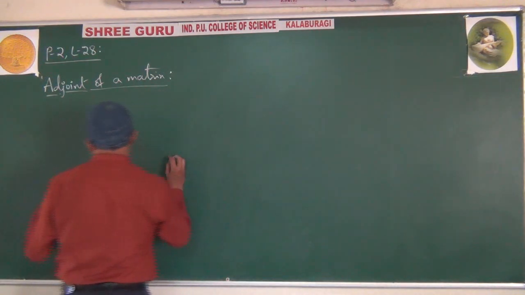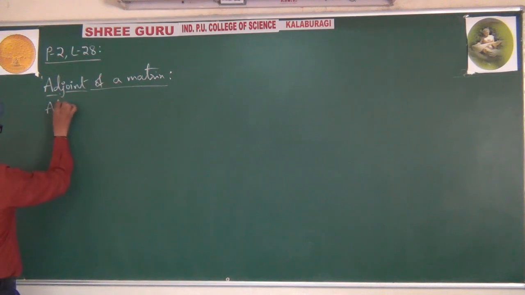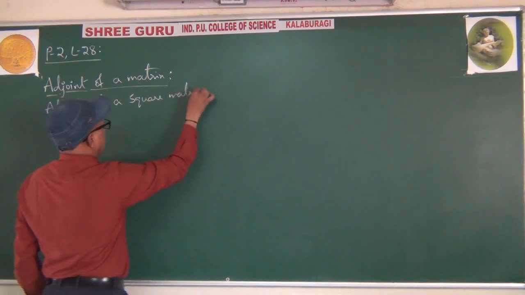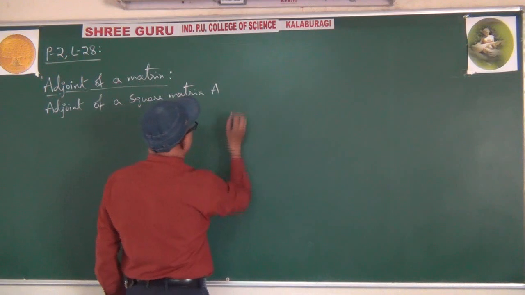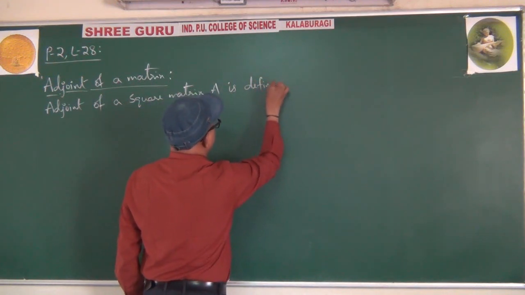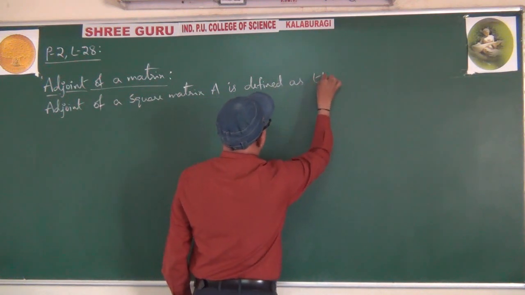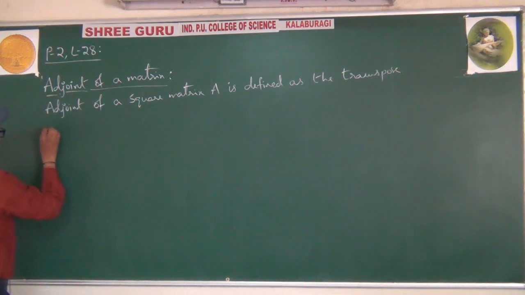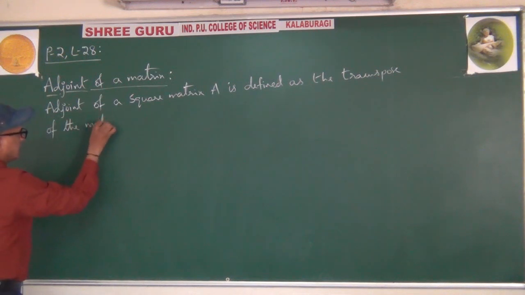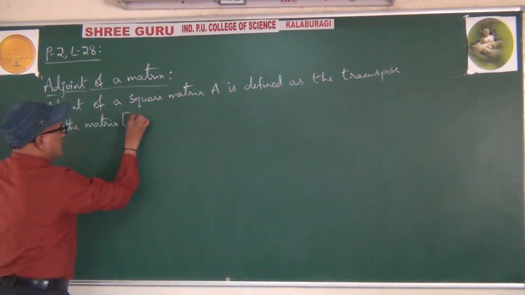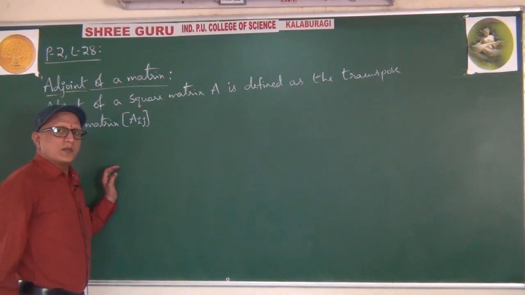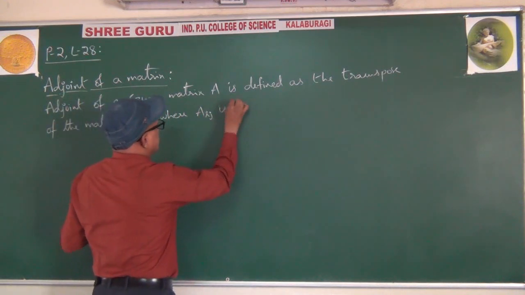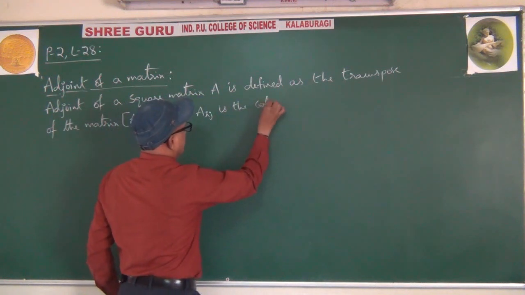Okay, there is a definition for this. The adjoint of a square matrix A is defined as the transpose of the matrix capital Aij, where capital Aij is the cofactor of Aij.